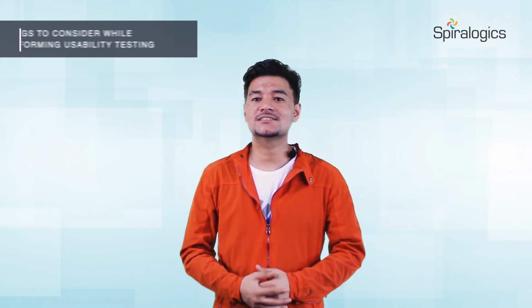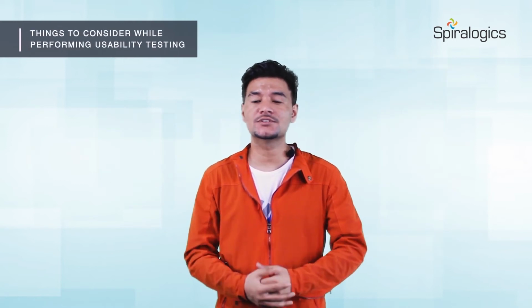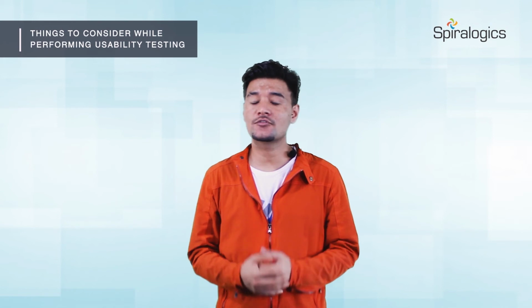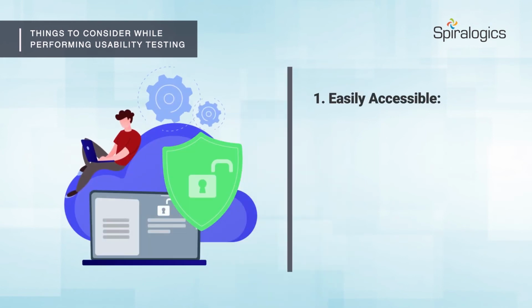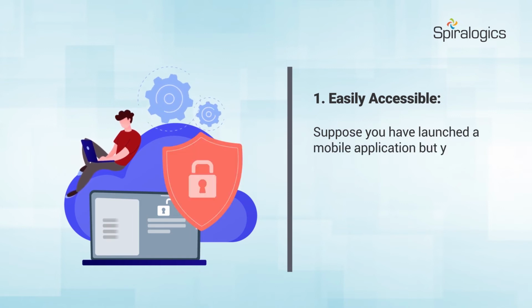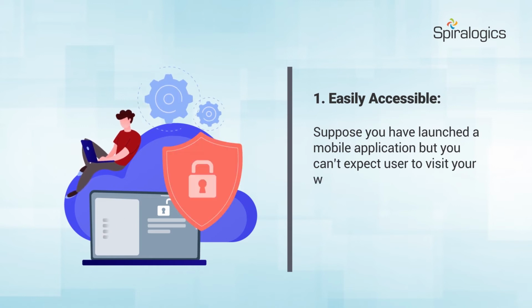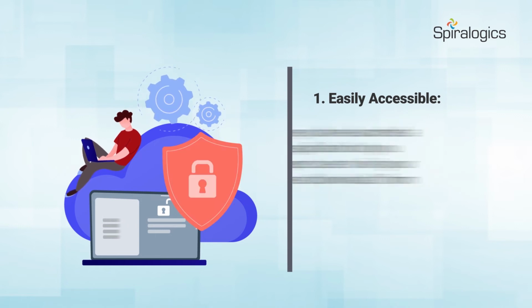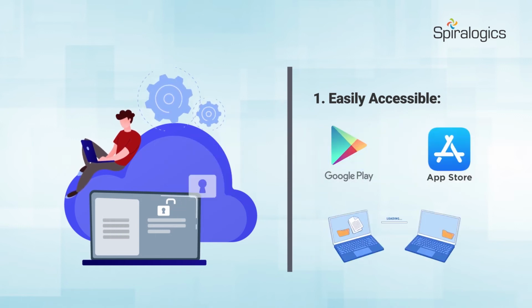Now let's discuss the things to consider while performing usability testing. The first point is easily accessible. Suppose you have launched a mobile application, but you can't expect the user to visit your website and download it from there. When we say easily accessible, that means everything in today's context must be available in the Play Store or the App Store or somewhere the user can easily go and download it.